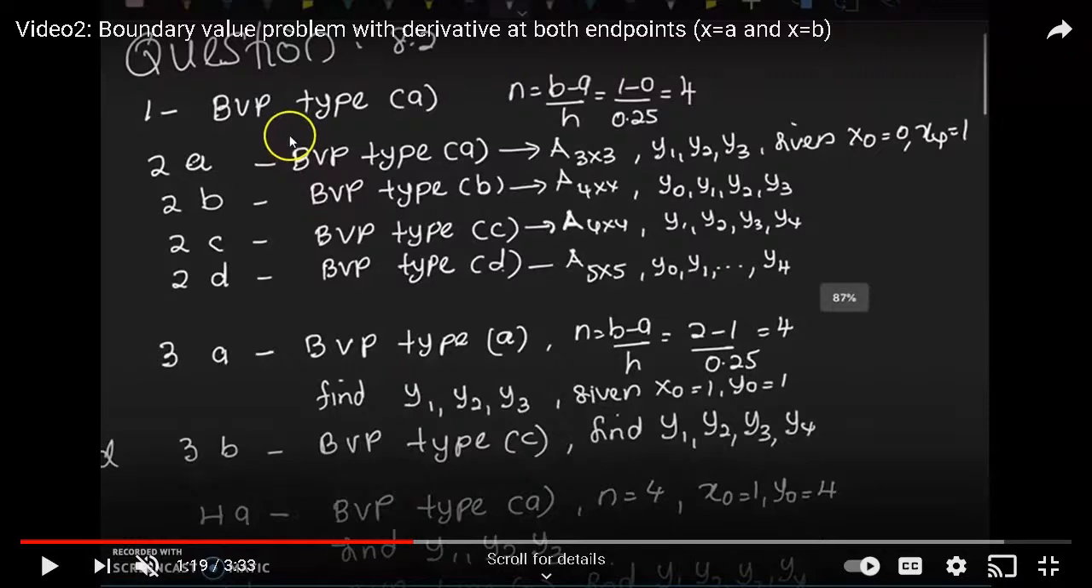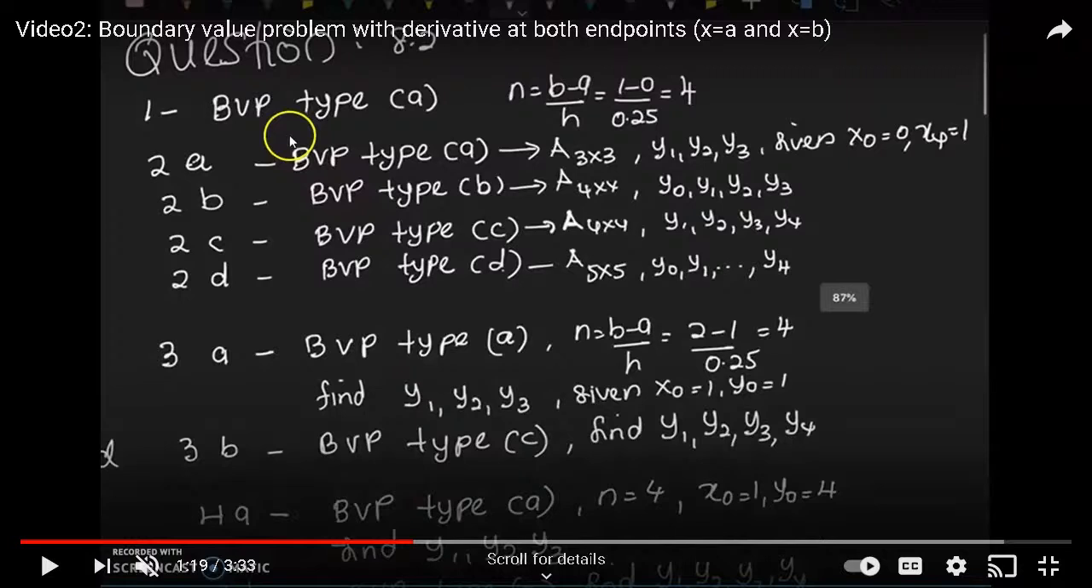For type B, you go to question 8.2, number 2b, which is a type B, where there is a derivative at the early corner. So meaning that you need to find y0, because y4 is given in the question. Number 2c is a boundary value problem, type number 3. So meaning that there is a derivative at the corners. When you have a derivative at the last corner, you need to find y4. y0 is given in the question.